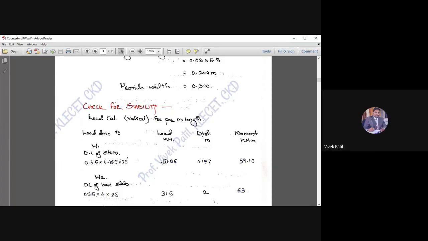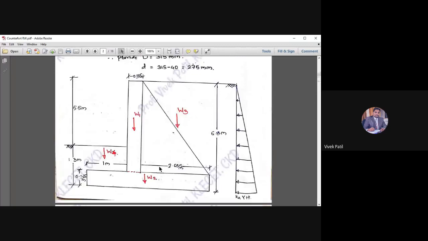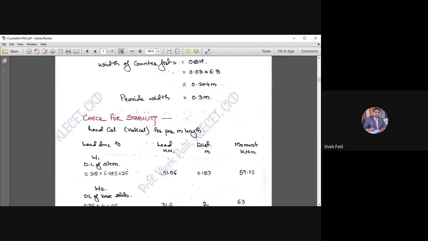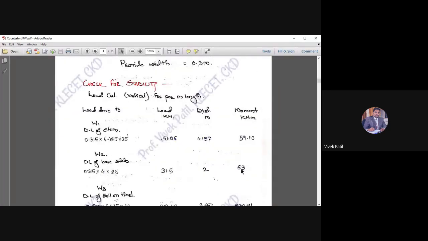Okay, so where will it be acting? At the center of this total length, that is the 4 meter. From this point we are considering, so it will be equal to 4 divided by 2, which is 2. Just check the moment. 31.5 into 2 is 63. Yes, sir. The moment is 63, which is in kilonewton meter.